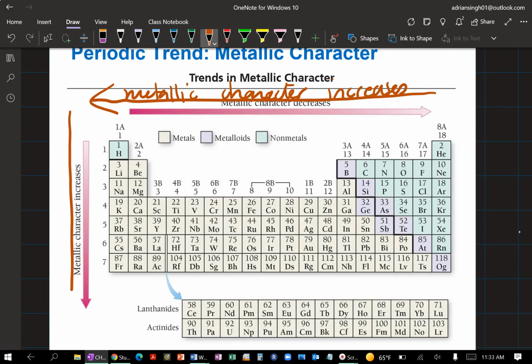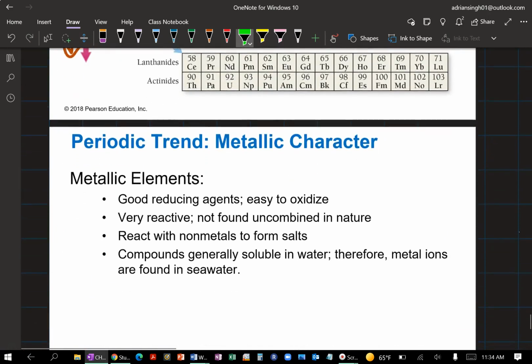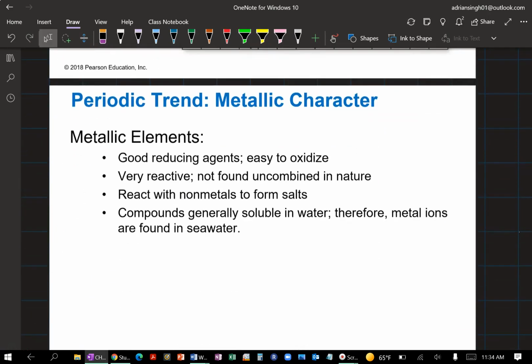And going from top to bottom, metallic character increases as well. So the general trend then is you go from the top right to the lower left of the table. That's how metallic character increases as you traverse the periodic table. All right, so metallic elements found on the left side of the table, these tend to be good reducing agents. They are easy to oxidize, which means they lose electrons easily.